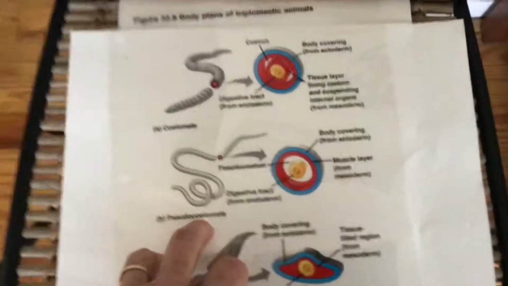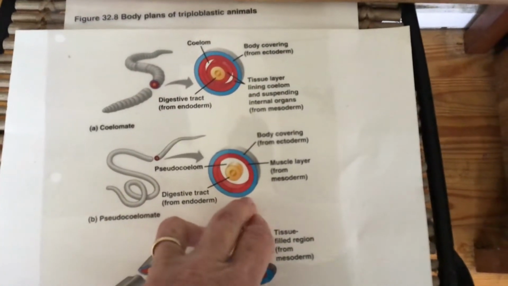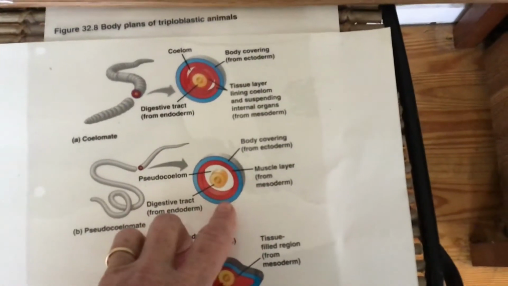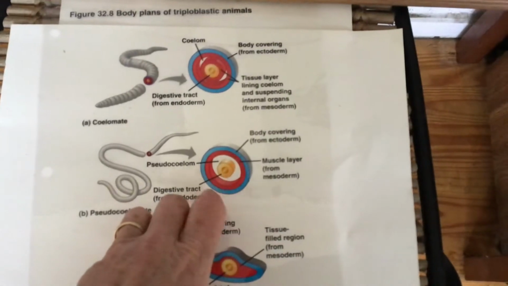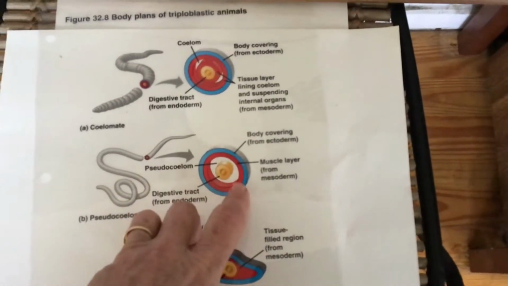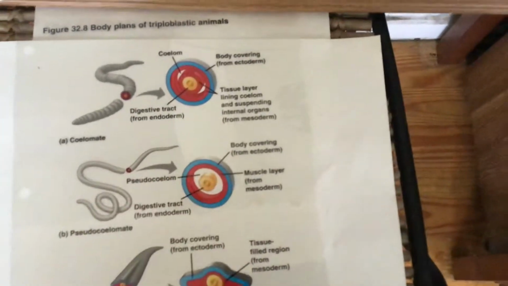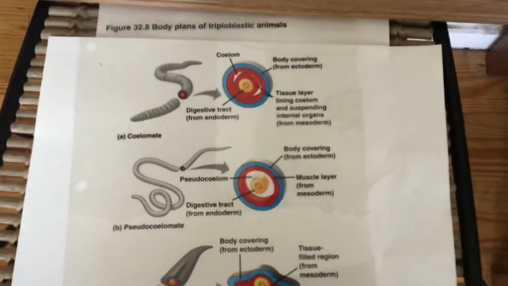A pseudocoelomate has all three tissue layers also, but it does have a space. And the space can be, I think, on the outside also, but it basically is just one area that is open, and that's where it can be filled with fluid and act kind of like what they call a hydroskeleton.